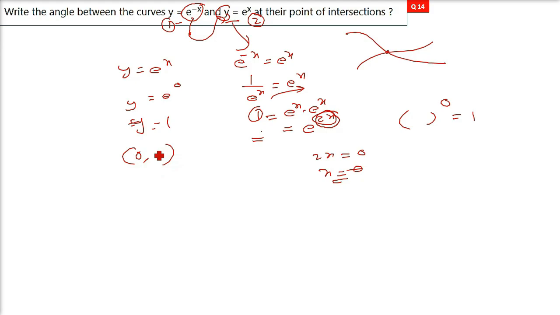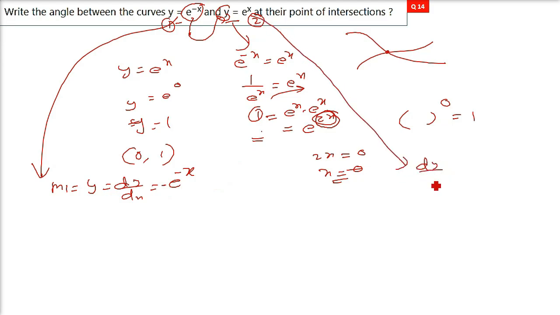These are the coordinate points for you, but the angle has to be found out. First we have to differentiate these two. We'll call the first dy by dx as m1, and the second one, dy by dx again, we'll call it as m2. So e raised minus x differentiation is e raised minus x, and differentiation of negative x is minus 1. Here it will be simple. There will be no negative, so e raised x is e raised x only.